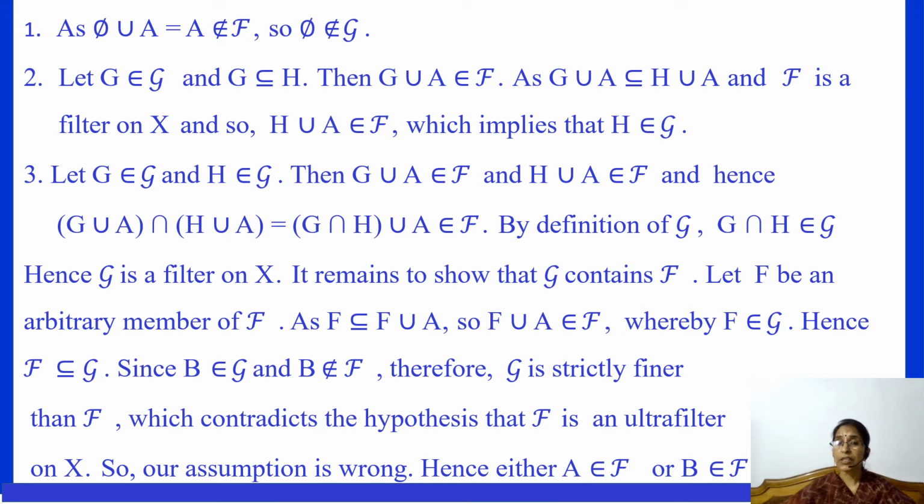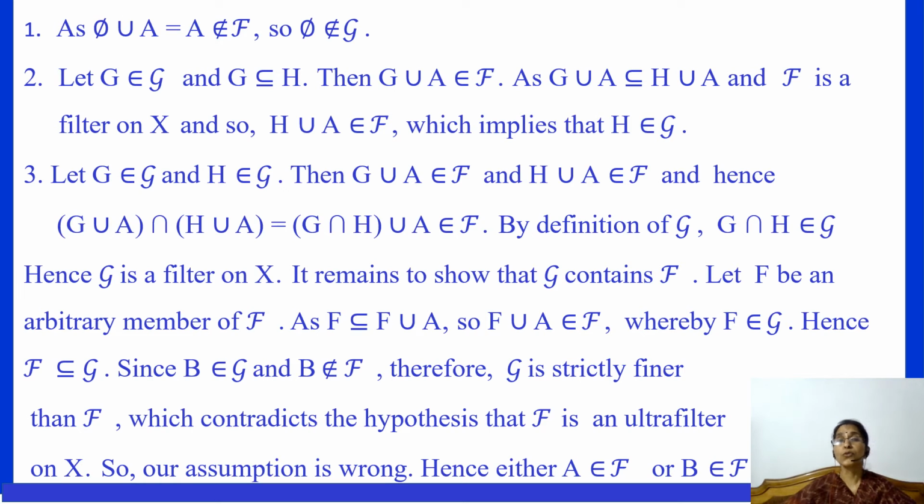Let G belong to G and G is contained in H. Then by definition of G, G union A belongs to F. As G union A is contained in H union A and F is the filter on X, F contains all supersets of its members. And since H union A is a superset of its member G union A, H union A belongs to F. So by definition of G, H belongs to G. Now we have to check the third condition.